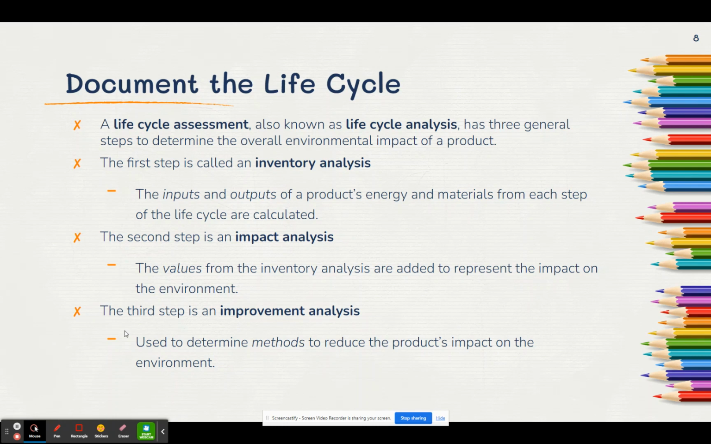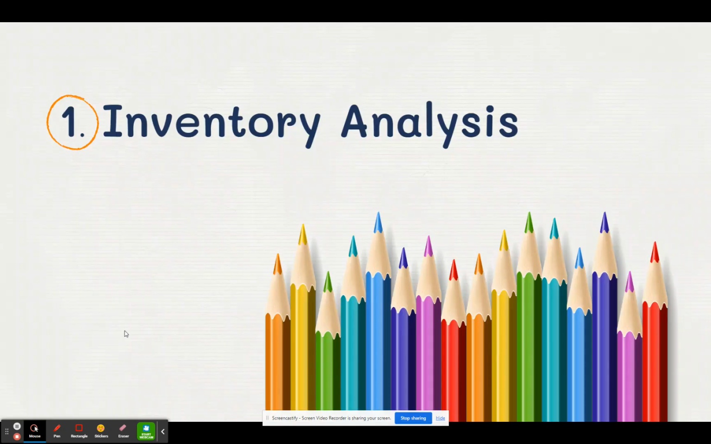Okay. The second step is the impact analysis. We take the values from the inventory analysis, so the calculations from step one, and we add them up to represent the impact on the environment. Then the third step is an improvement analysis. It's used to determine the methods to reduce the product's impact on the environment. So let's take a look at each of these steps and how we accomplish them.